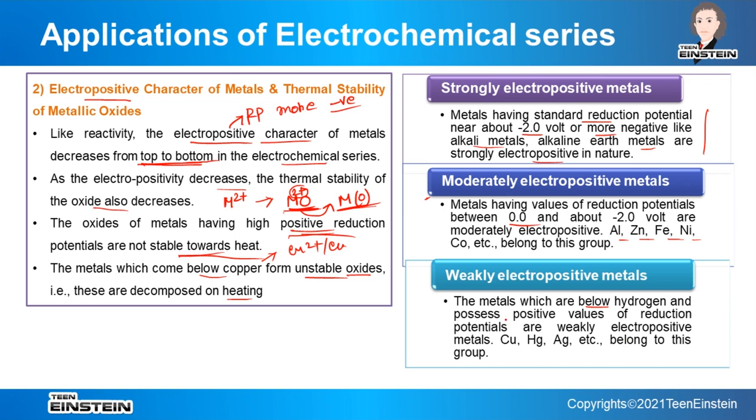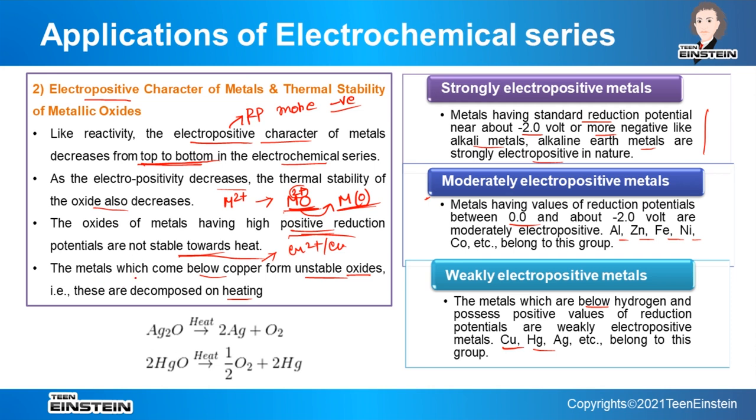So these positive values, when you are seeing, then you will understand that they are weakly electropositive metals, that is copper, silver, mercury, etc. So they belong to this group. So they will not react with steam, that we have seen in the last slide. So here we have 2 examples of metal oxide.